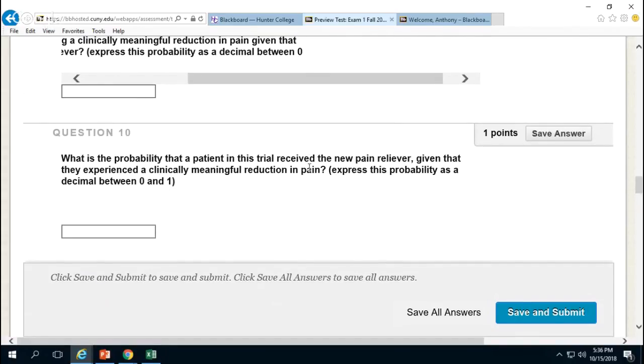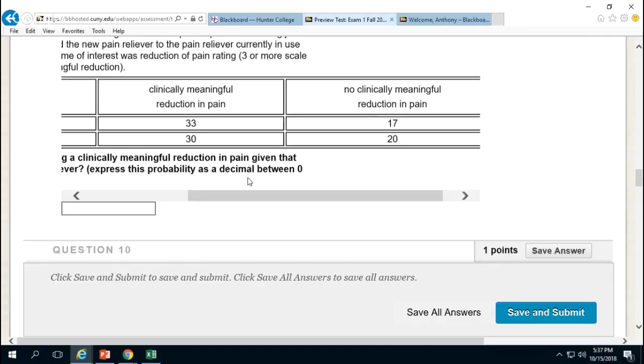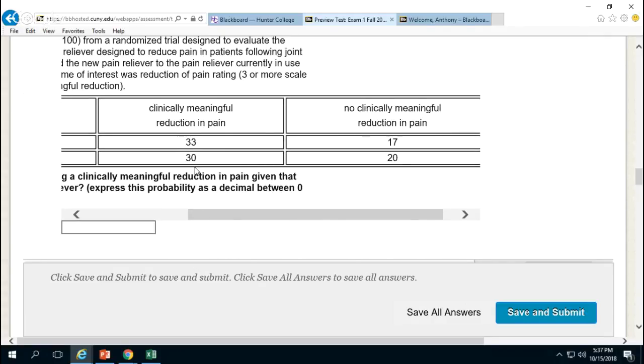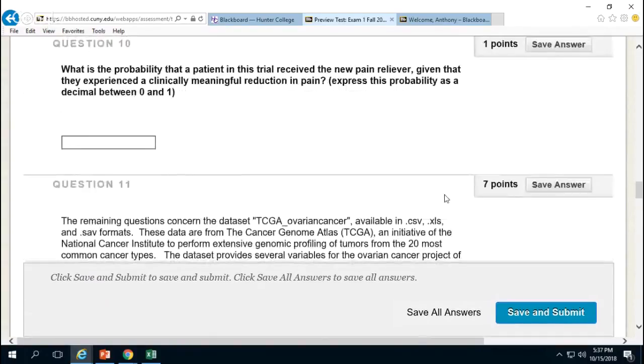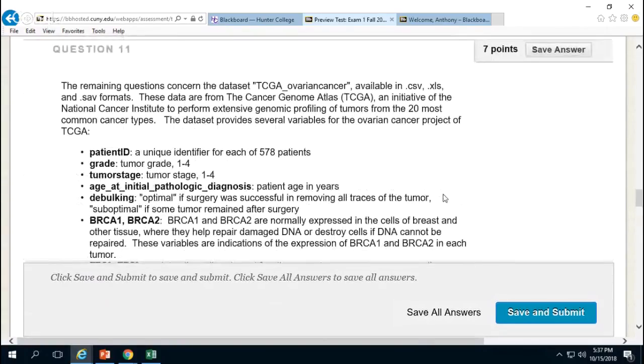Probability that the patient in this trial received the new pain reliever, another conditional probability. This time you look at this column and just whichever one of these is over 66. Okay.